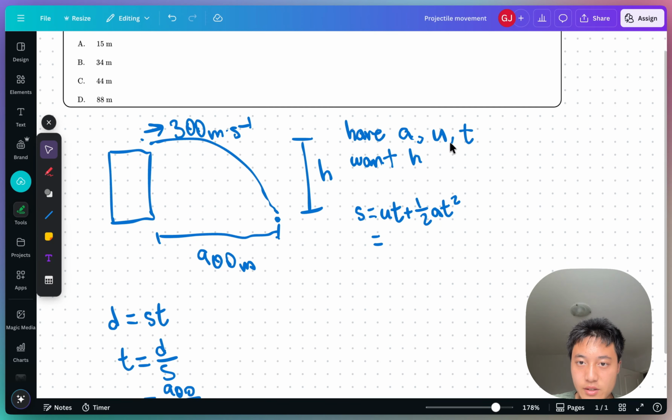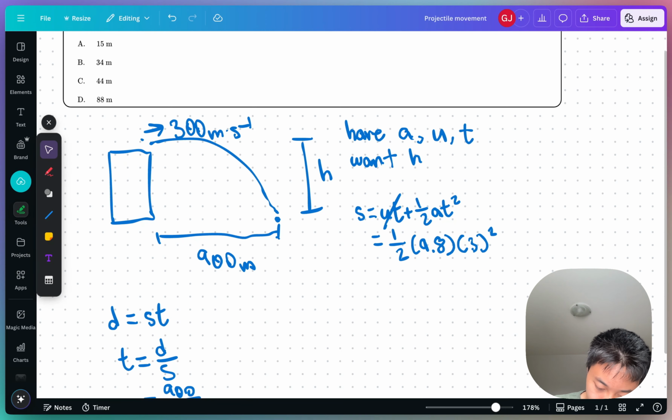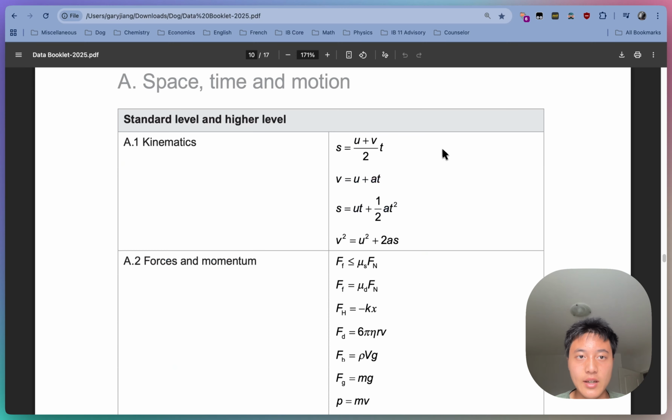So u is 0 because we're looking at the vertical component here. So 0 times something is 0. So this is canceled out. 1/2, and acceleration is 9.8. And I'm using downwards as positive. So this is why acceleration is positive here. Times 3 squared. And now we can put this in the calculator.